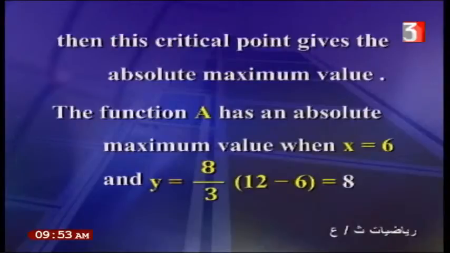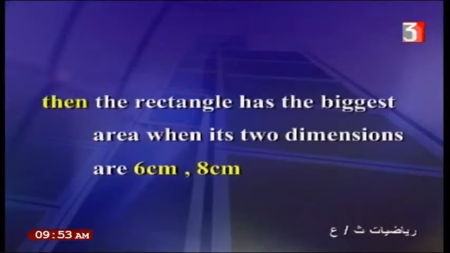Then the rectangle has the biggest area when its two dimensions are 6 centimeter and 8 centimeter. If the two dimensions of the rectangle are 6 and 8, and we draw this rectangle inside a triangle ABC whose base length is 16 centimeter and its height is 12 centimeter, then the rectangle has the biggest area when the two dimensions are 6 centimeter and 8 centimeter.